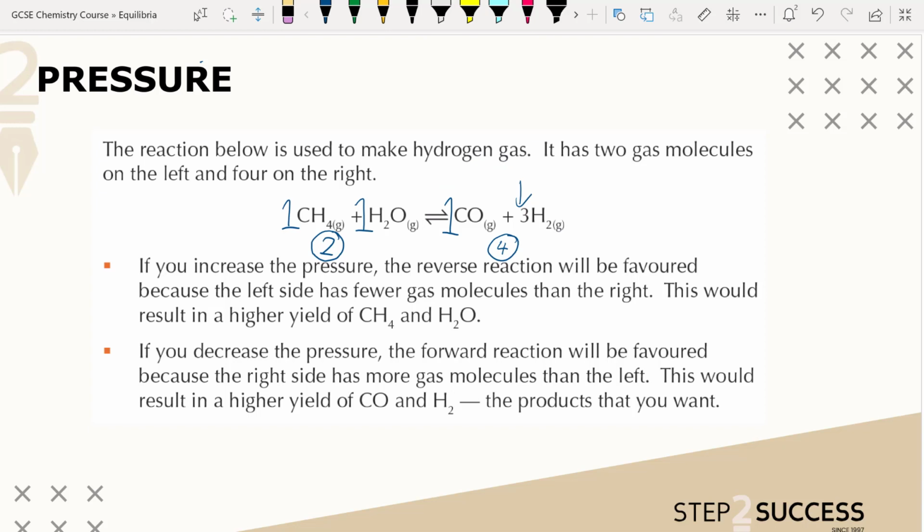Okay, so if I wanted to produce hydrogen in this reaction, I'd have to keep the pressure very, very low, because the lower the pressure, the more of that side I'm going to get, because it's got more gas molecules. All we're doing is counting the big numbers at the front and remembering the rule that fewer gas molecules is the side that we favour if we increase the pressure.